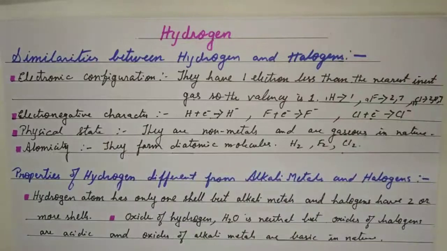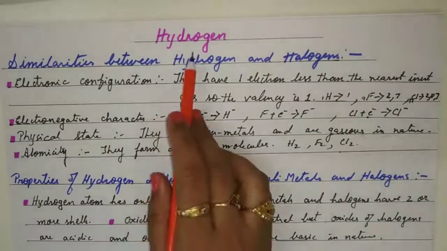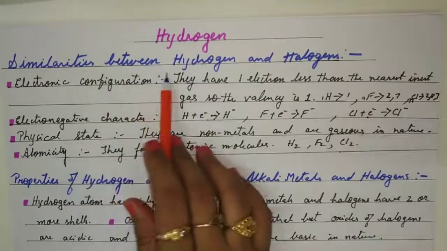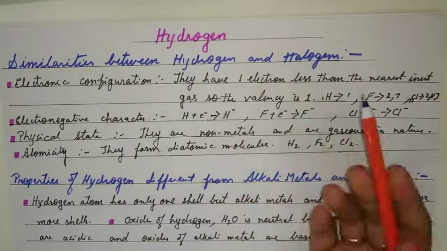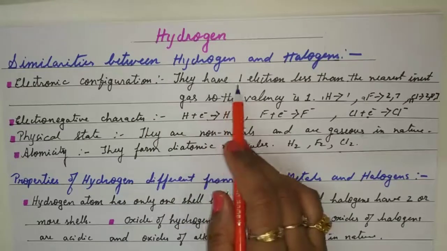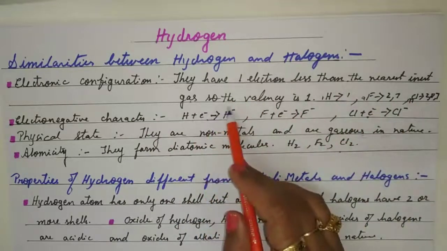Now let's talk about how we can say that hydrogen can be placed with group 7A, that is halogens. So we know it's similar to the halogens also. How? First, electronic configuration. They have one electron less than the nearest inert gas. So the valency is 1.